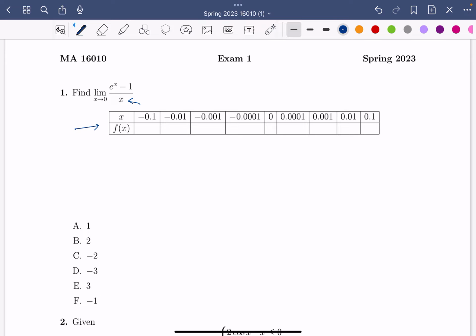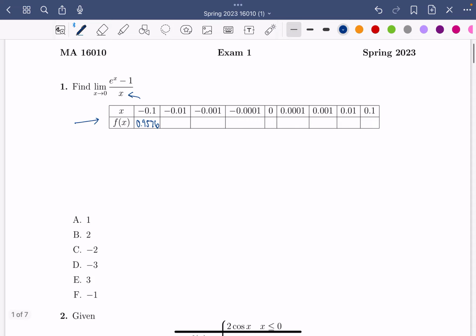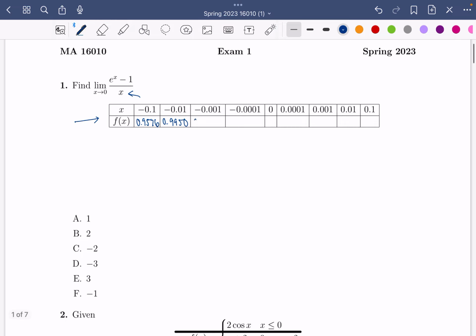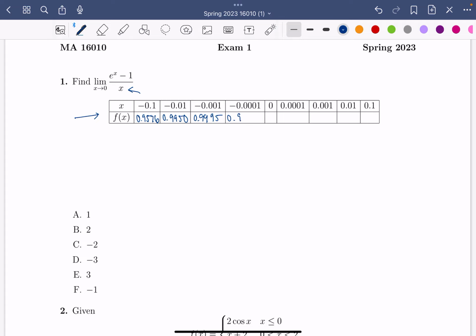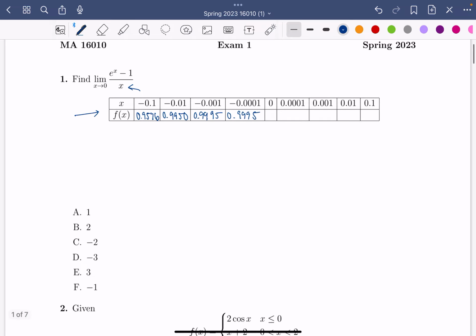So starting from the left, we have x is negative 0.1. If we plug it in, we will get 0.9576. Then for negative 0.01, 0.9950. For negative 0.001, we get 0.9995. And then for negative 0.0001, we get 0.9995.